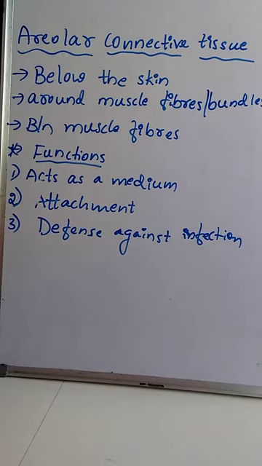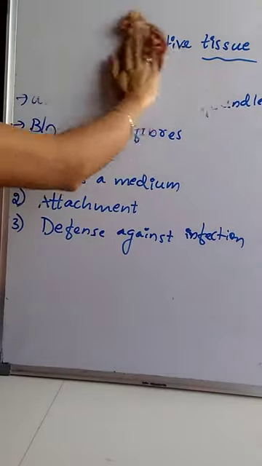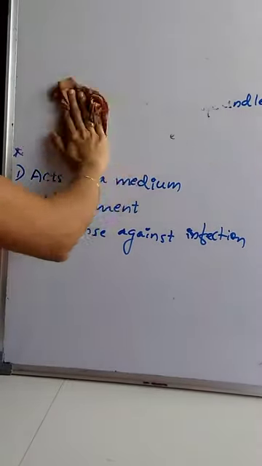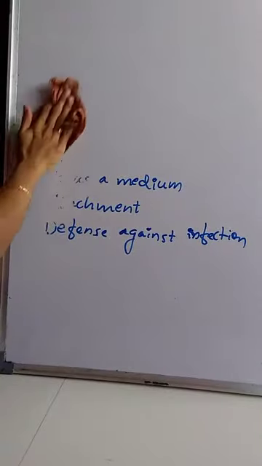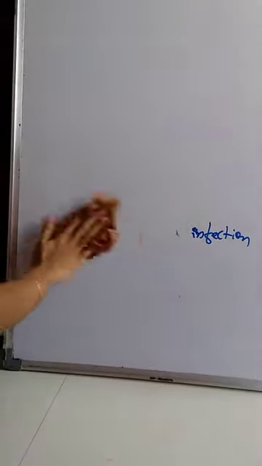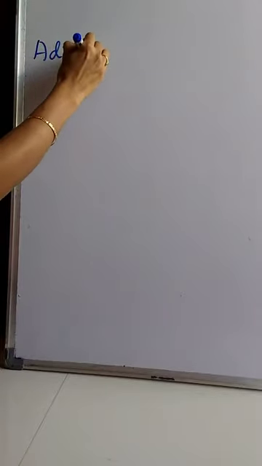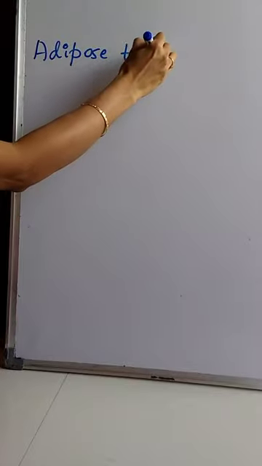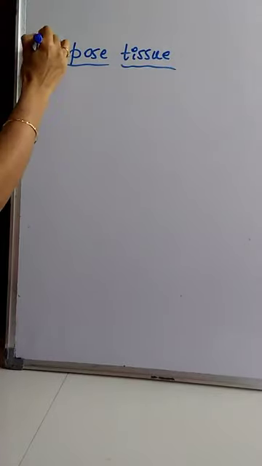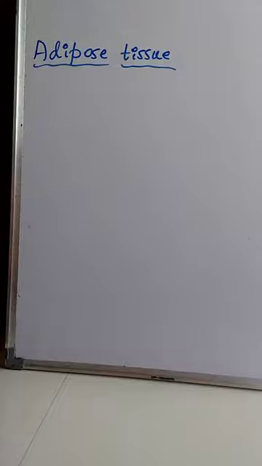Next one is adipose tissue. Another loose connective tissue is adipose tissue. Adipose tissue is a type of modified loose connective tissue.